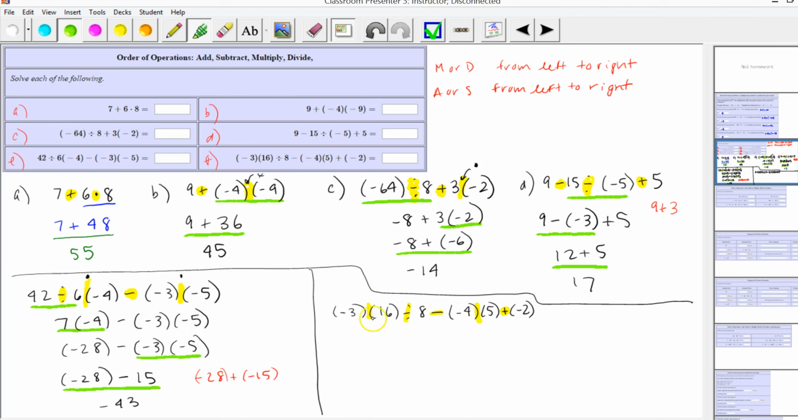So first, any multiplication or division. So left to right, there's multiplication right here. So negative 3 times 16. Well, the product of their absolute values, 3 times 16, is 48. It's a negative times a positive, so it's negative. So negative 48 divided by 8 minus, I'm just going to copy down the rest of the problem.